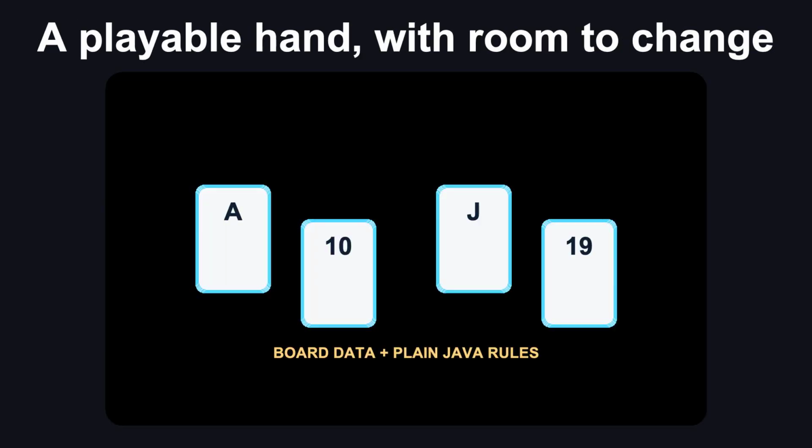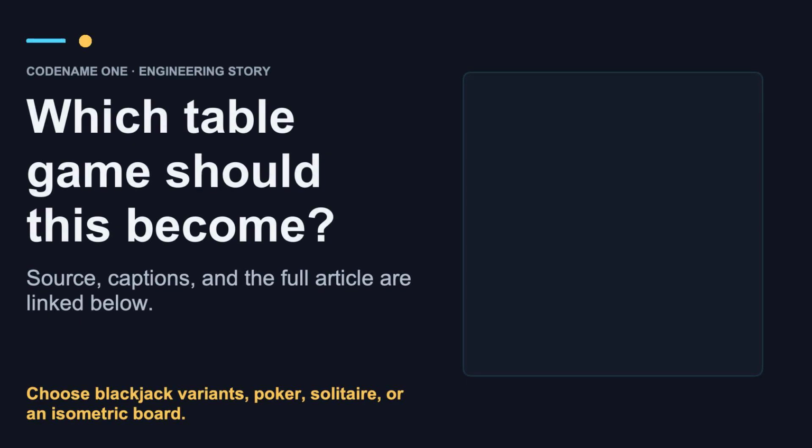The developer can redraw the entire deck by changing one method, change the rules in a plain Java test, or rearrange the table visually without rewriting either one. Choose Blackjack variants, poker, solitaire, or an isometric board.